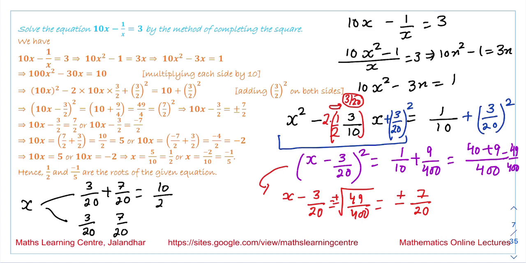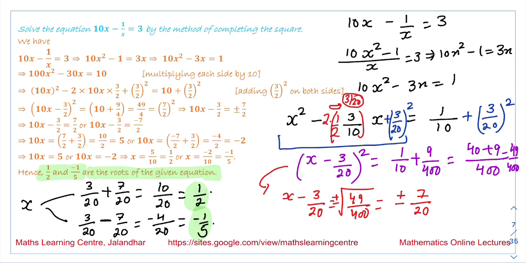So it is 10 by 20, that is equal to 1 by 2, and the second value we get is, this symbol over here is a minus sign. This is not a plus sign, this is a minus sign, and the answer you will get is 4 by 20, that is equal to minus 1 by 5. So we are saying that 1 by 2 and minus 1 by 5 are the roots of the given equation.